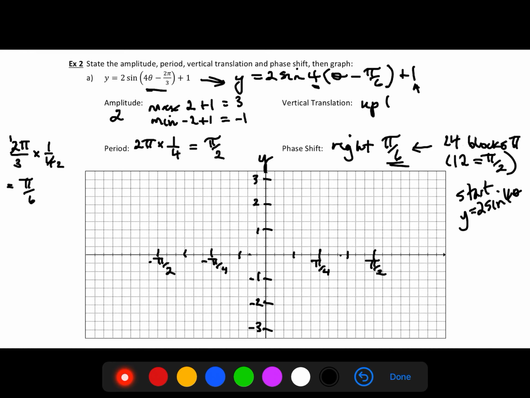And this is where knowing your fractions is really going to make this a lot easier. So key points then are going to happen halfway in between. Remember, our key points are spaced evenly, starting at 0, 0, up to the max, which here, remember, we're just going to start with y equals 2 sine 4 theta. Back to the middle, down to the minimum, back to the middle.